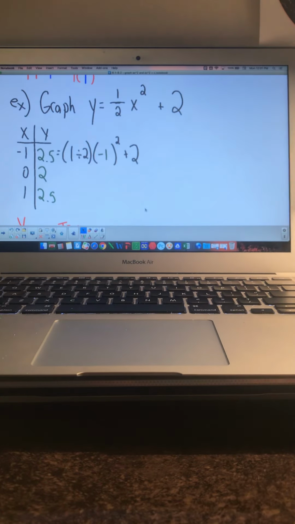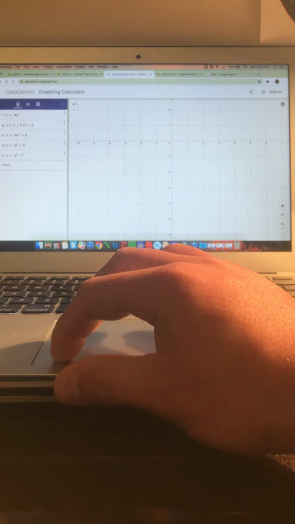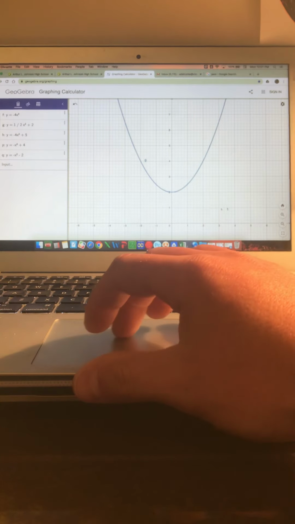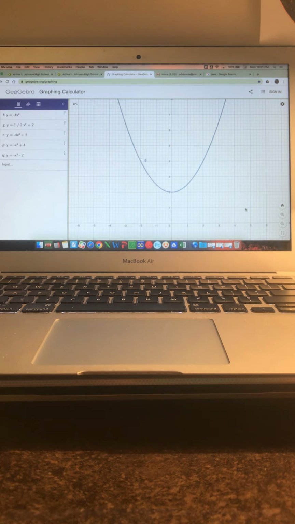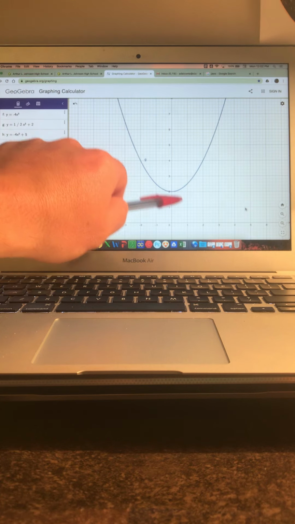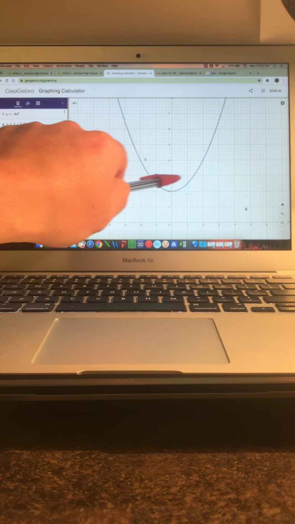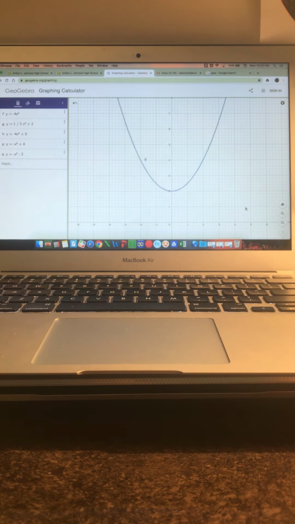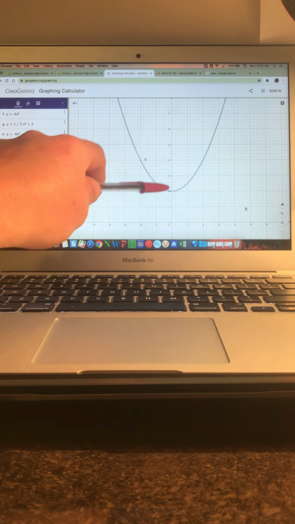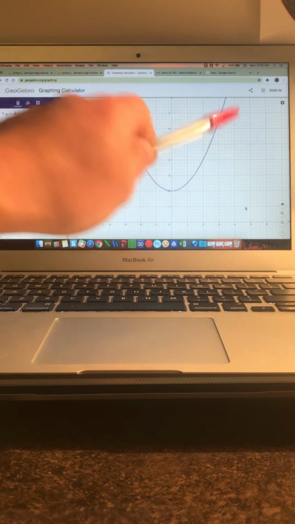All right, let's graph it. There we go, got our graph. This is our -1 and 2.5. 0, 2, 1, and 2.5. Vertex, right? Our numbers match on both sides. The graph moved up 2 units because of that +2. That's the y-intercept. It's a 1/2, so it's a little wider.